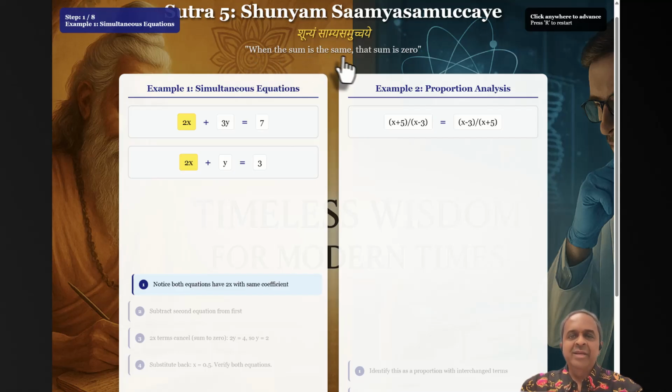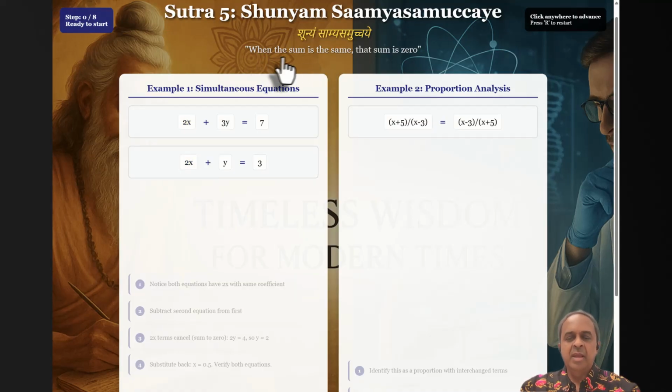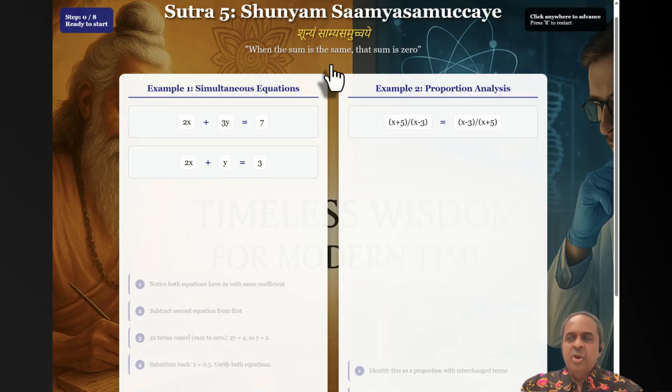When the sum is the same, that sum is zero. Remember that. When the sum is the same, that sum is zero. So this provides a very elegant solution to equations and proportions. Before we begin our examples, let's understand the deeper meaning behind this sutra.